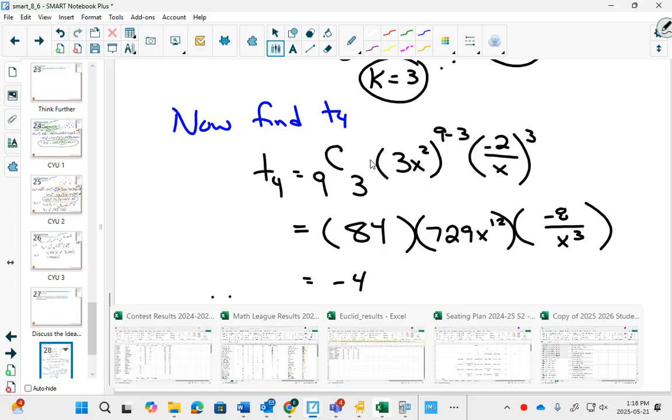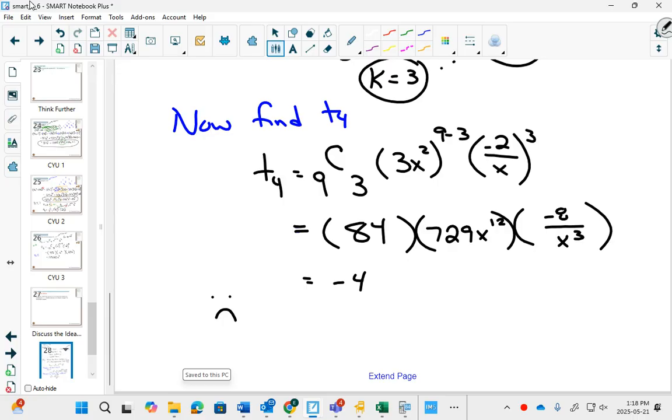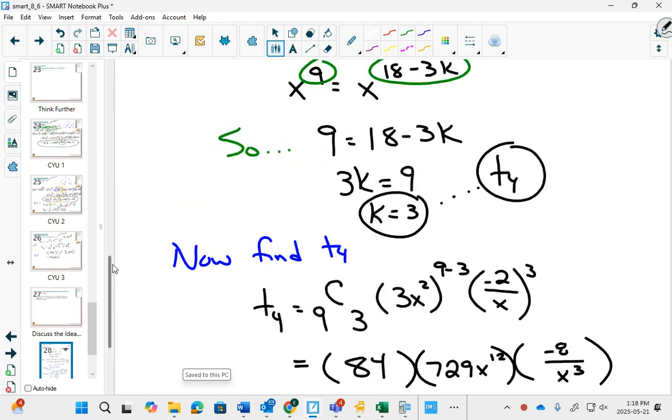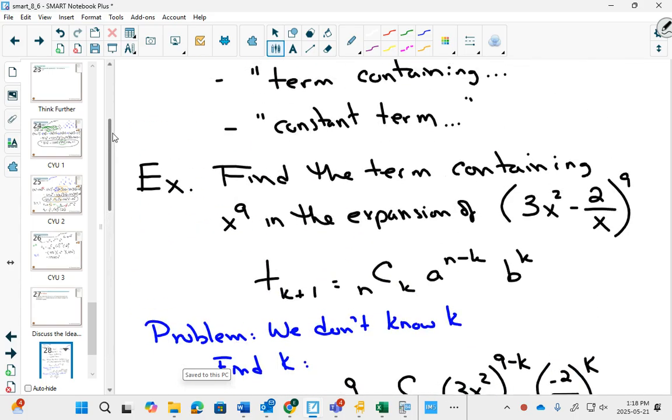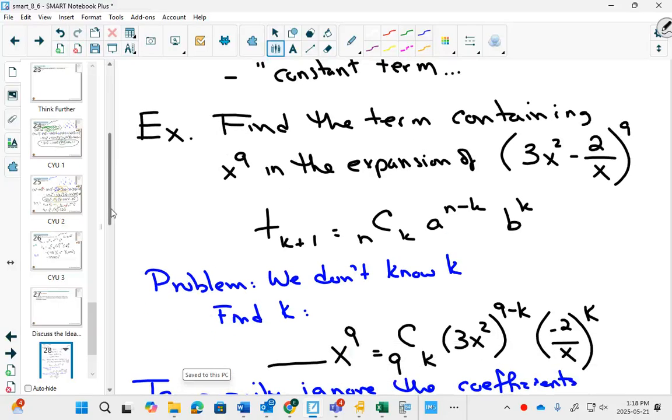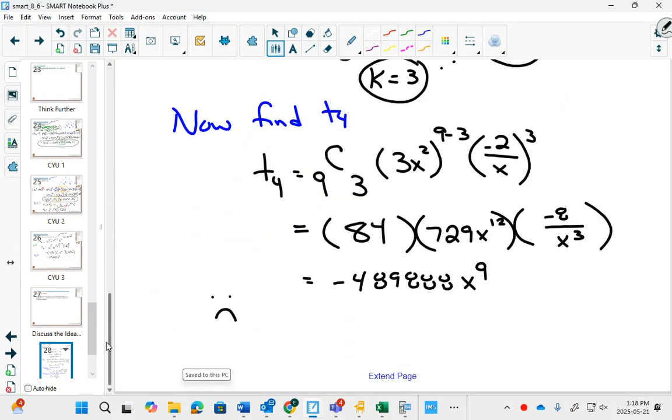I'll just move my cursor so that those aren't all showing. Negative 4, 8, 9, 8, 8, 8. And the x to the 12 will simplify with the x to the 3, which gives us x to the 9. Now, if we look at the original question, it was, find the term containing the x to the 9 in the expansion. So just as a double check, did our final answer have the x to the 9? Yes. And we figured out the number in front.